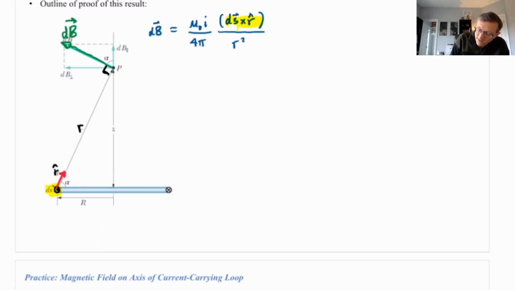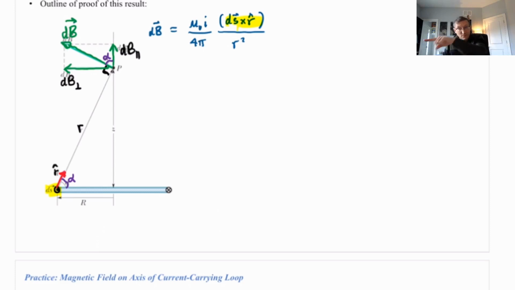And we have broken up that dB, resolved it into a component perpendicular to the z-axis. They label that dB perpendicular. And a component parallel to the z-axis, which they label dB parallel. And they've identified an angle alpha here, which is also this angle down here, which is going to be useful.